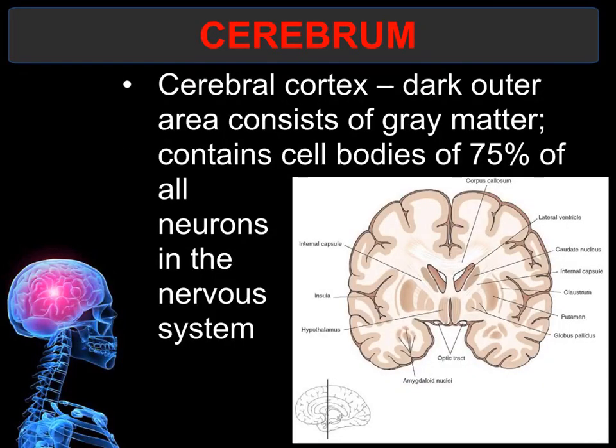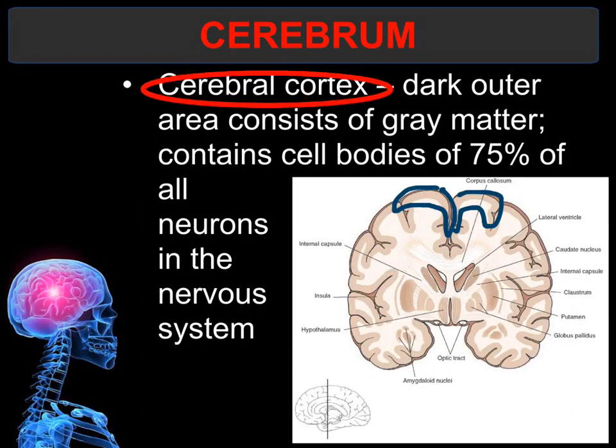Again, cerebrum is the major portion of the brain. Now, when you do a coronal section or a frontal section of the brain, you'll notice that the outer edge of the brain is darker in color. This is what is called the cerebral cortex.